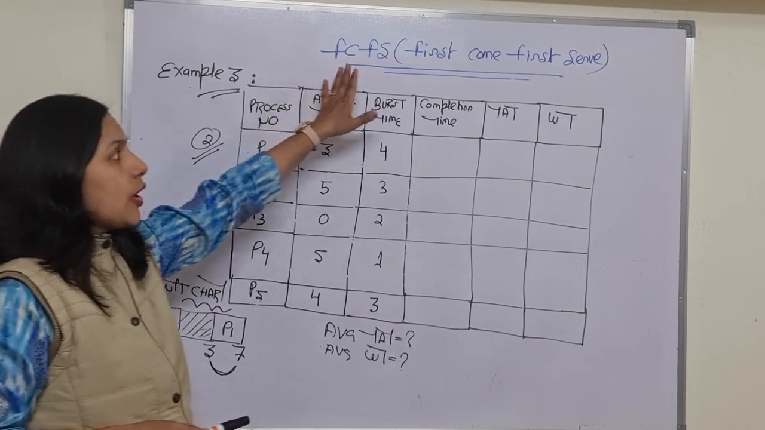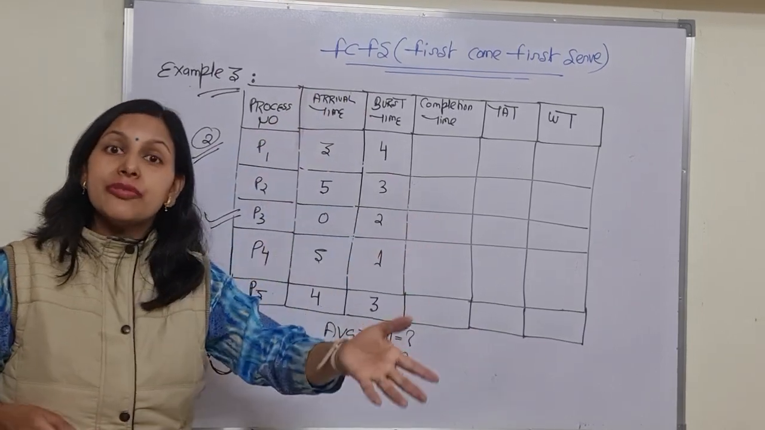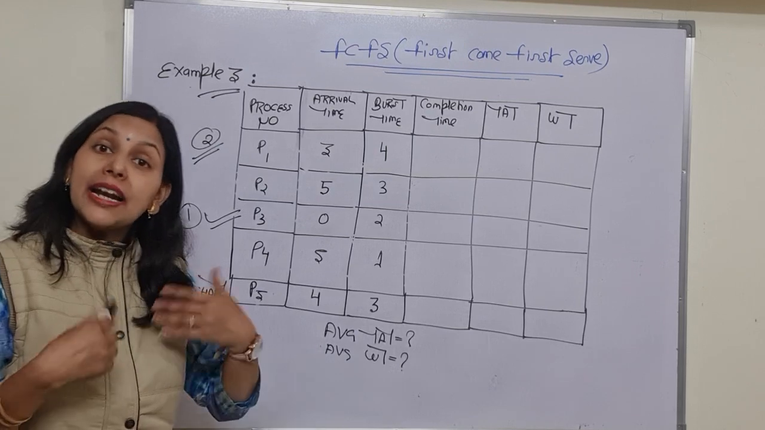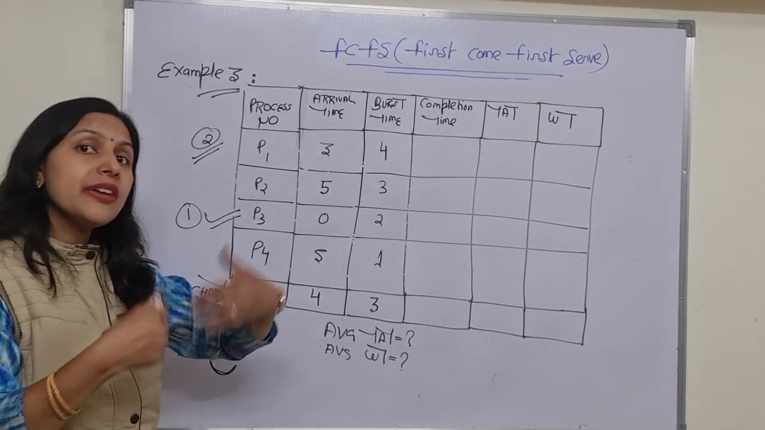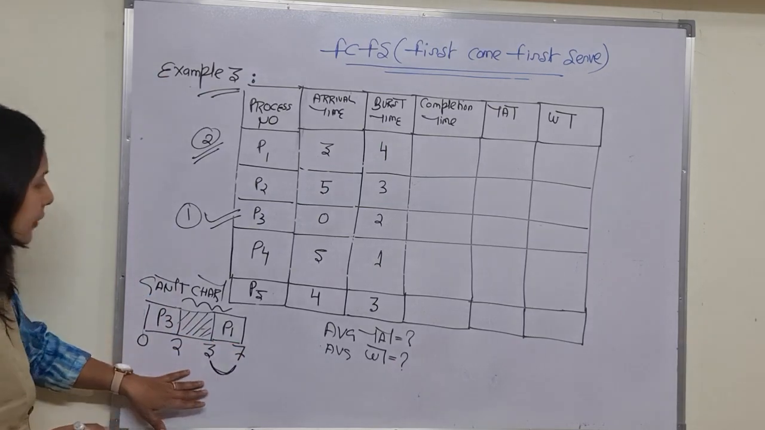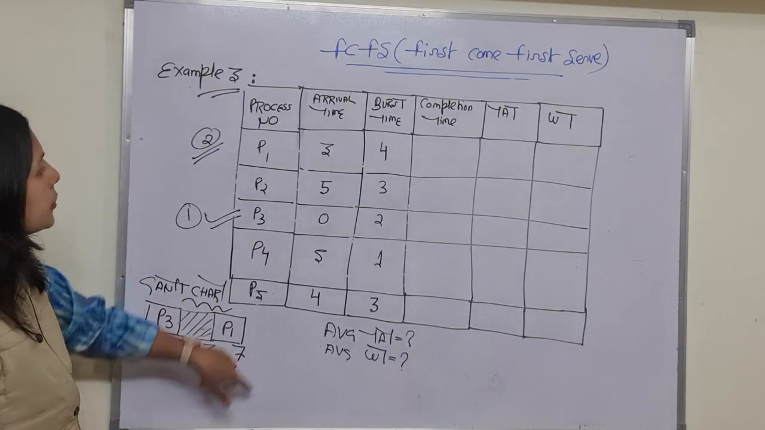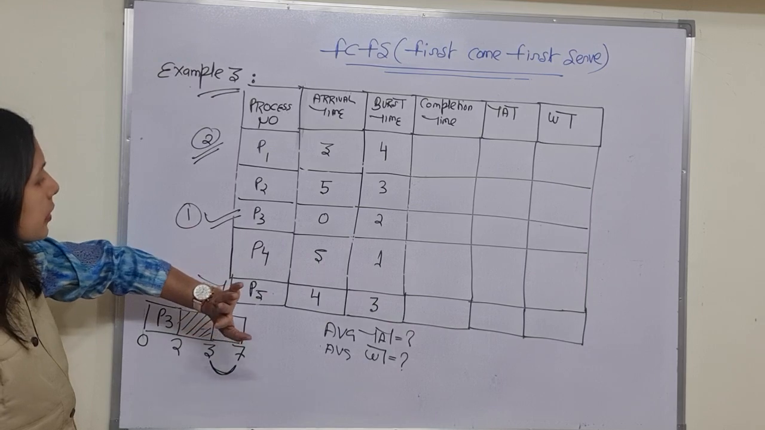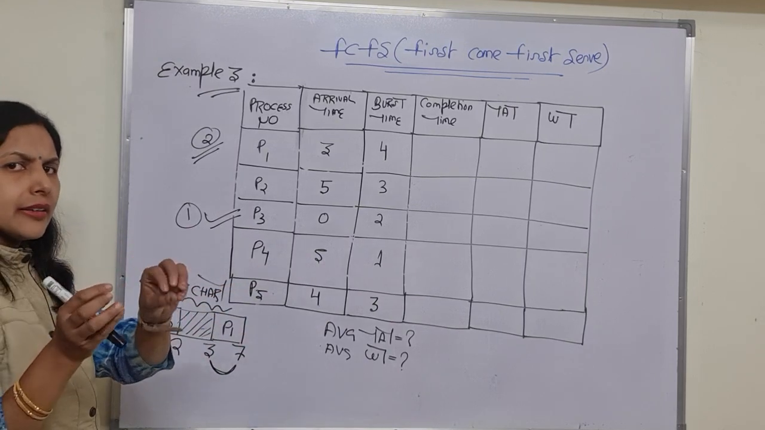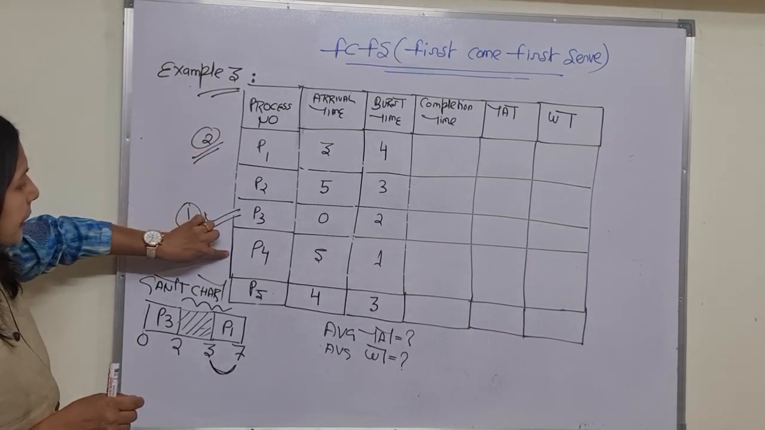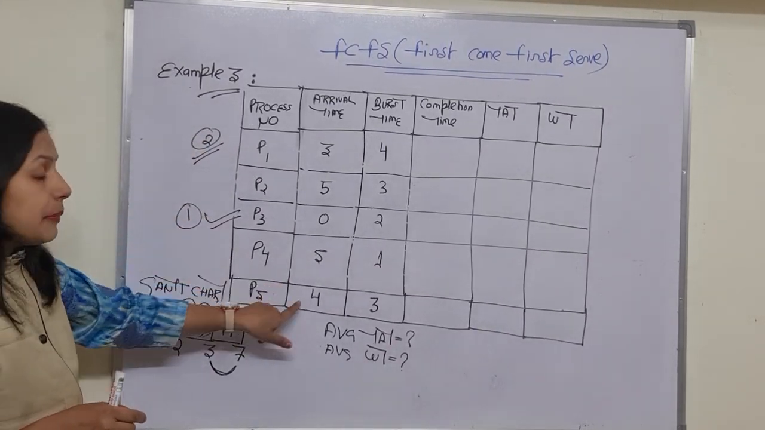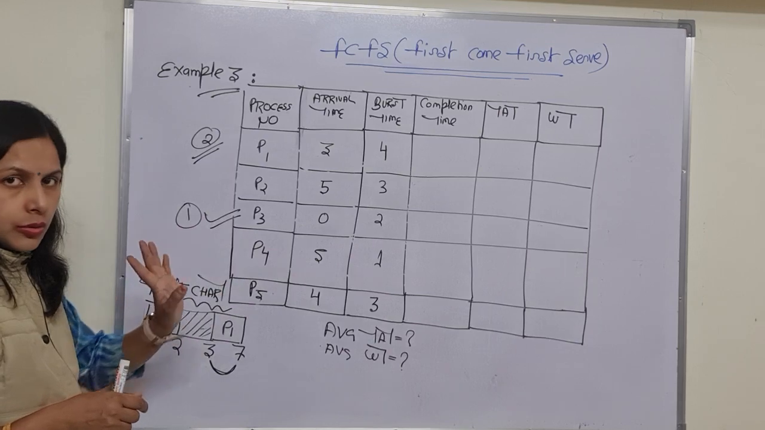So the FCFS algorithm says that the process which has arrived first would be executed first, right? Who is coming first? So you could check which is the smaller process, like which is arriving at the smaller quantum of time. So out of P2, P4 and P5, P5 is arriving at the fourth quantum of time, right?